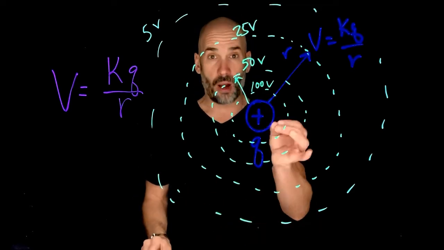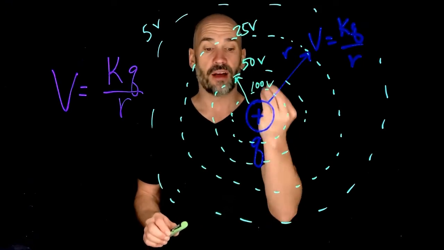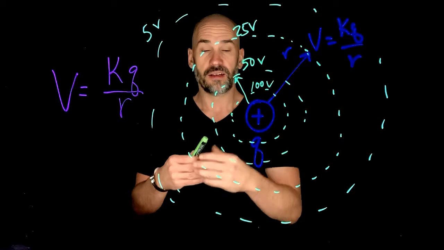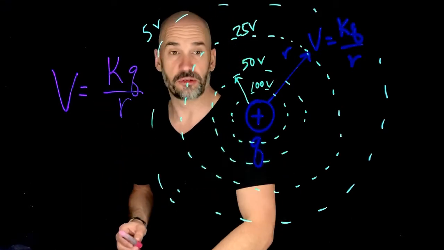So a while ago, I told you that electric potential is another way of explaining why charges move in and around other charges. Okay? So I'm going to use electric potential to explain this.